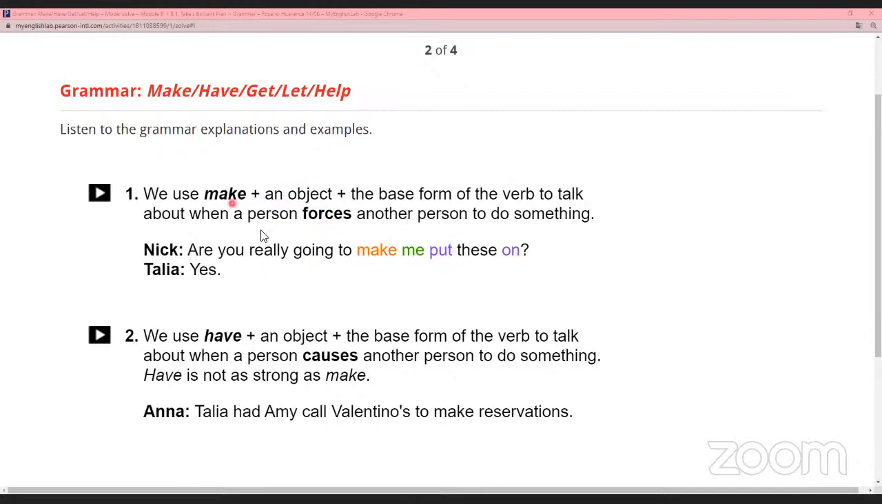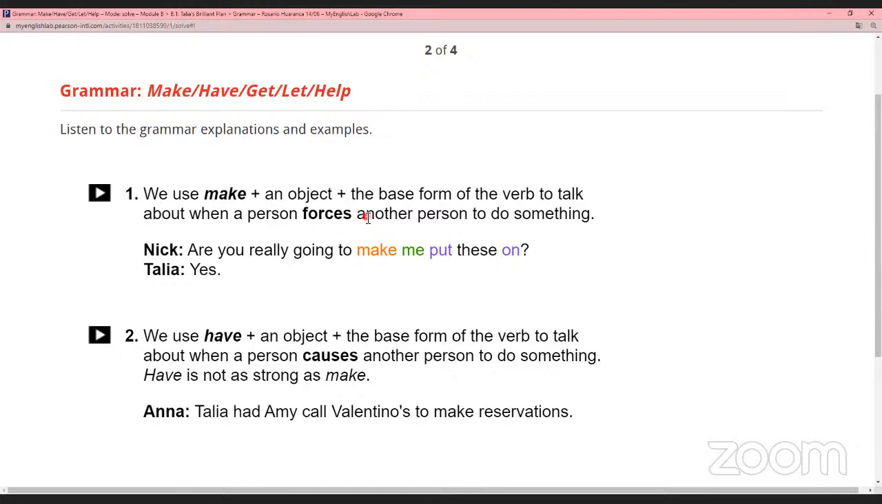And what is the meaning of this? Are you really going to make me put this on? In this case, Talia is forcing Nick to wear something, to do something. But this is like a force. We can say that this is the strongest of the causative verbs because it means force. You have to do it. The meaning of make, in this case the causative, is to force or to pressure someone to do something.